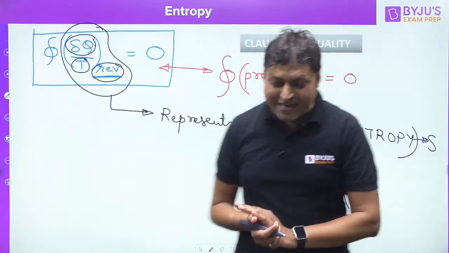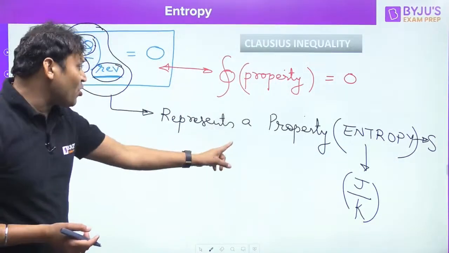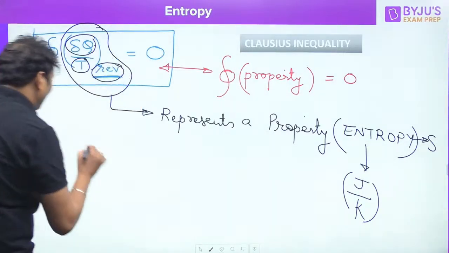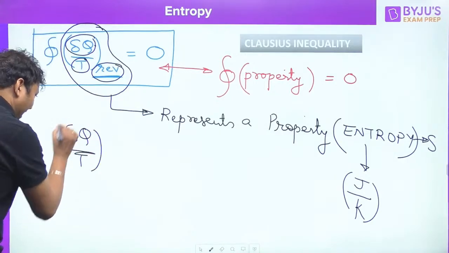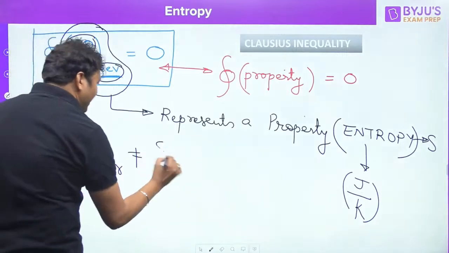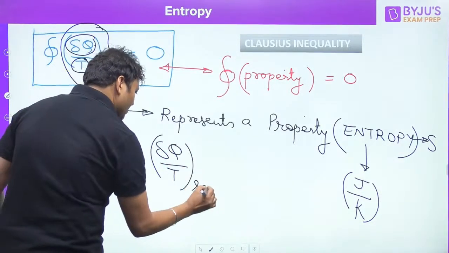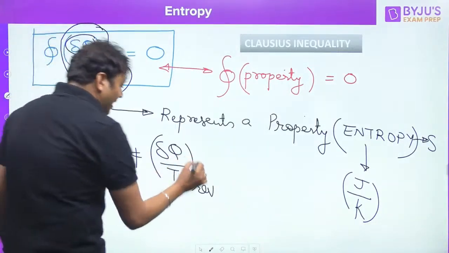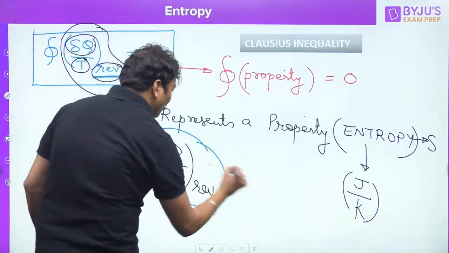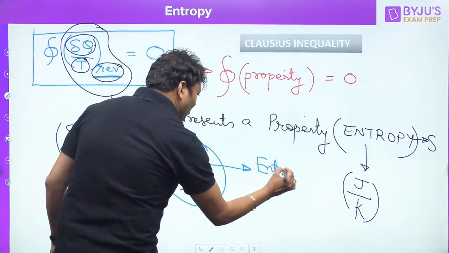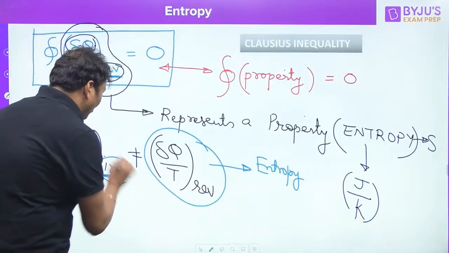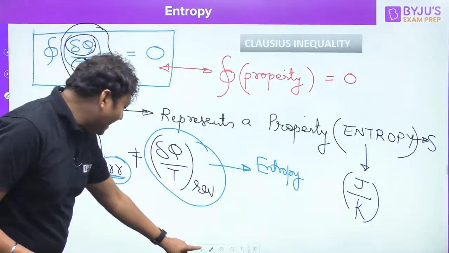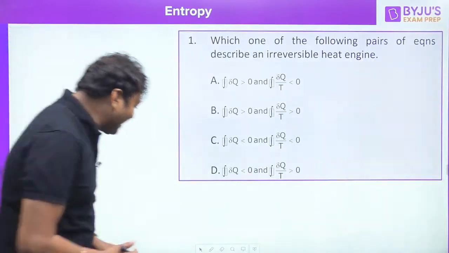So del Q by T reversible represents the property. Look, it is very important for you to know that del Q by T irreversible is not the same as del Q by T reversible. Del Q by T reversible is not the same as del Q by T irreversible, and this term only represents the entropy. Del Q by T irreversible does not represent the entropy of the system, right? Okay, so let us move a little further to understand what exactly is the entropy.